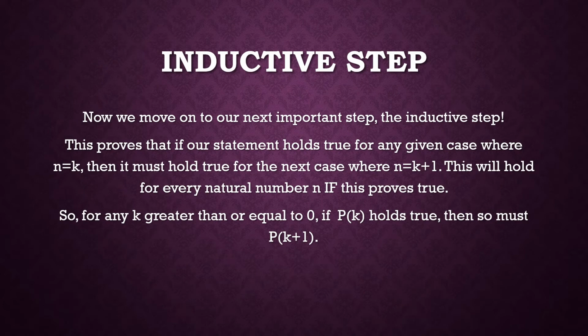Now we want to move on to our inductive step. This proves that if our statement holds true for any given case where n is equal to k, then it must hold true for the next case where n is equal to k plus 1. This will hold for every natural number n if this proves true. So for any k greater than 0, if p of k holds true, then so must p of k plus 1.